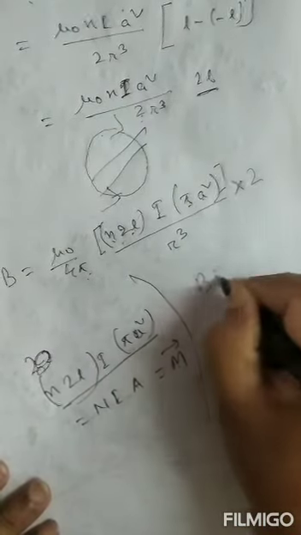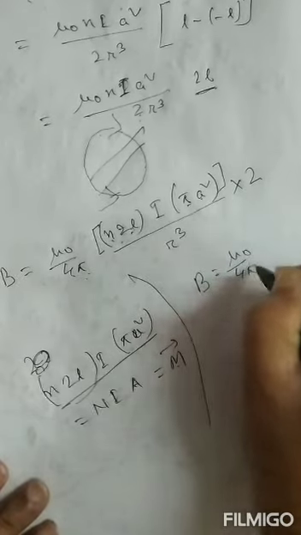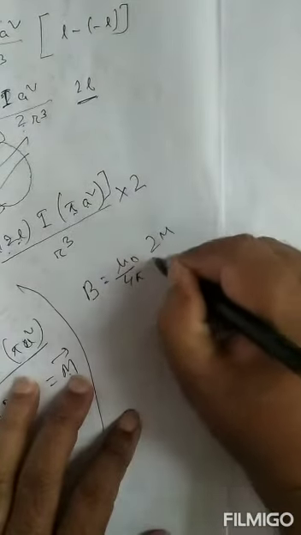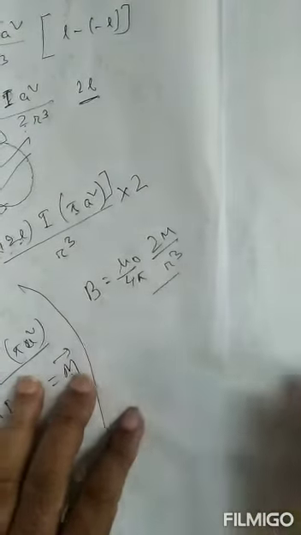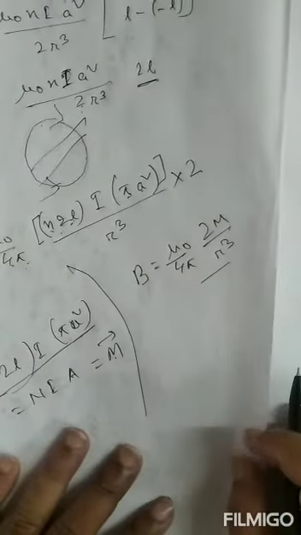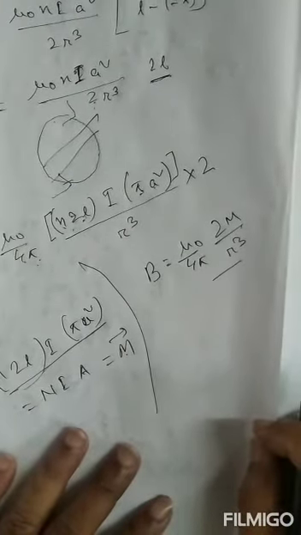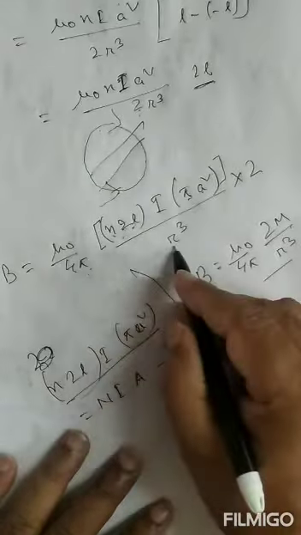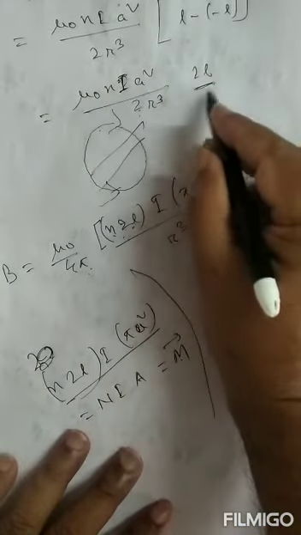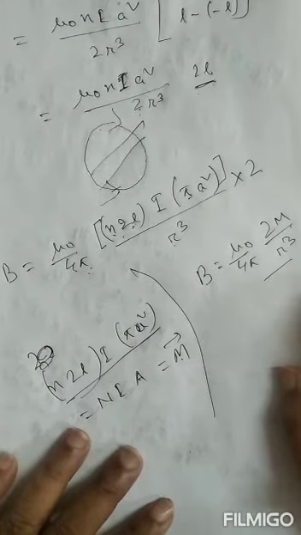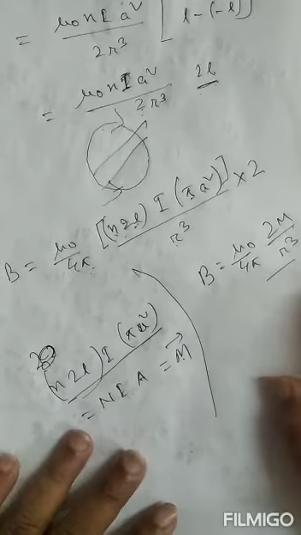So therefore B is equal to mu 0 by 4 pi twice M divided by R cube. So this is the magnetic field induction. This is the magnetic field induction at the axial point of a current carrying solenoid, provided small r is very much greater than the length of the solenoid.